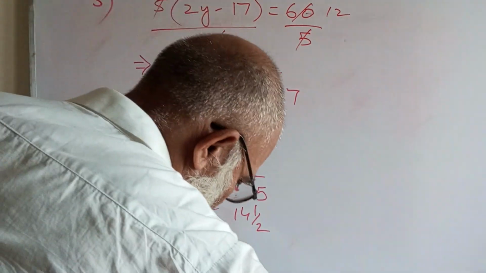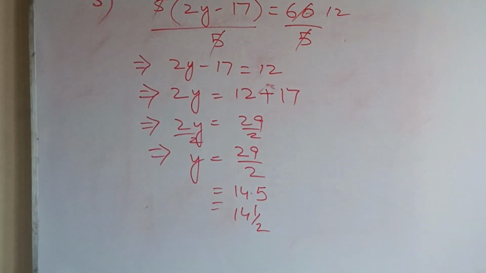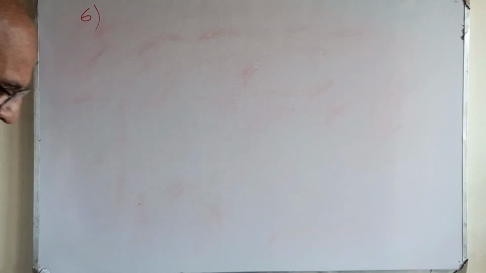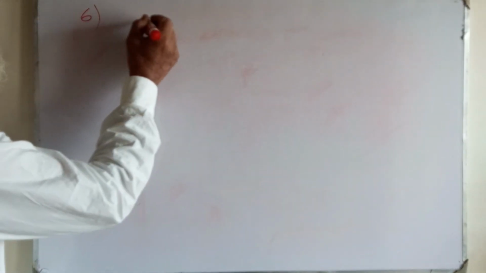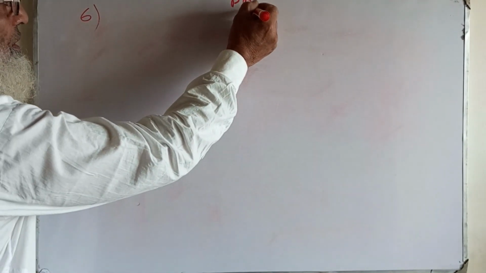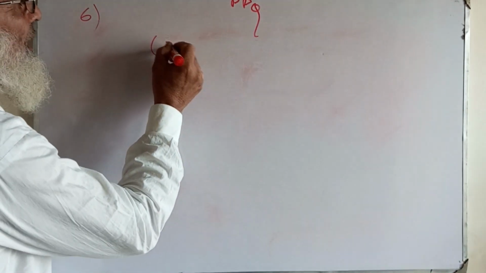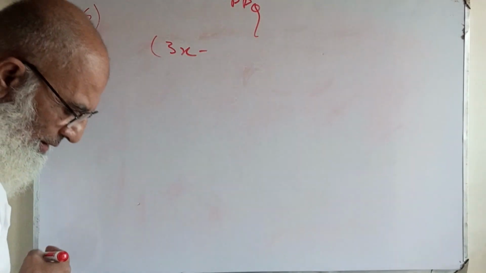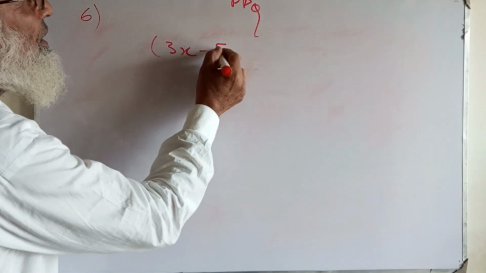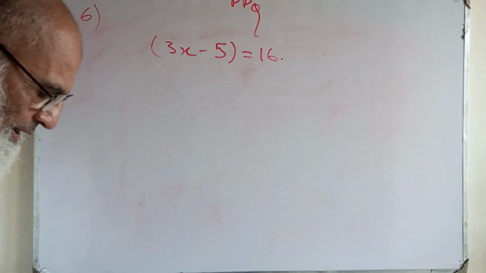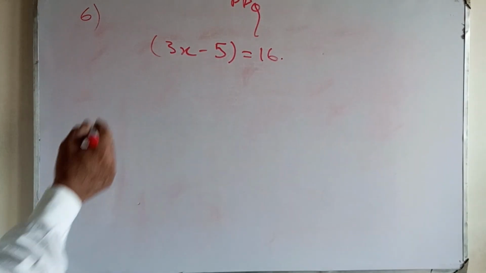So my dear students, a couple of questions are left. And now, sixth question. We have already completed 5 questions. Now the 6th question is solve the equation, a past paper question. It is 3x minus 5 is equal to 16. Very easy question, just like the question we have already done.